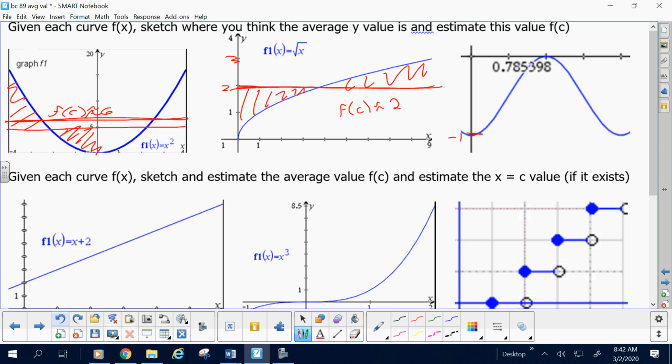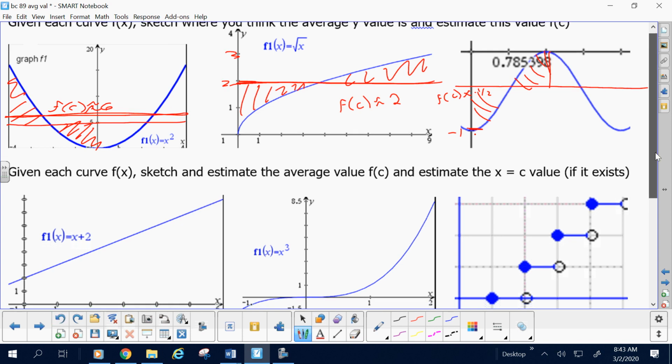All right. What about the next one? Given that the minimum is at a y of -1, the average y value is? -1/2. I agree. That seems about good. All right. You with me so far?